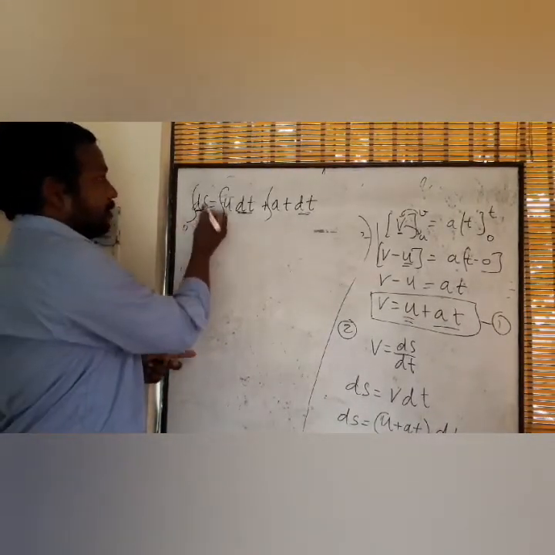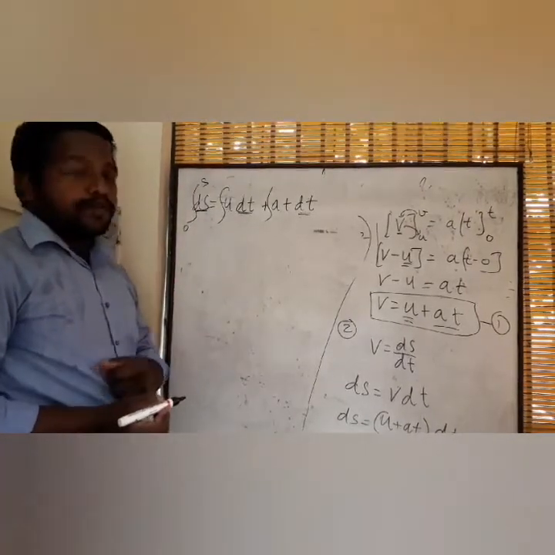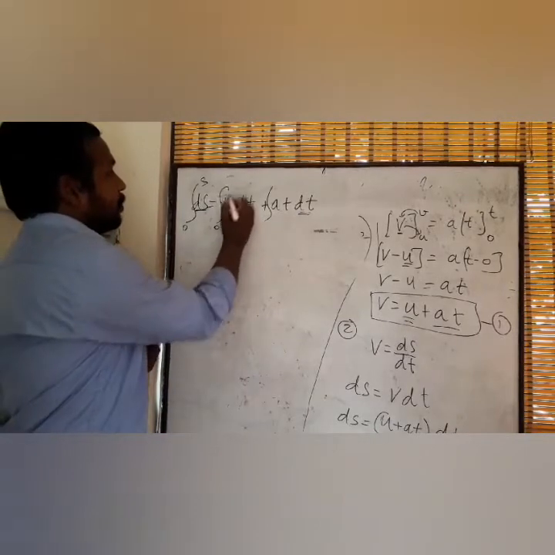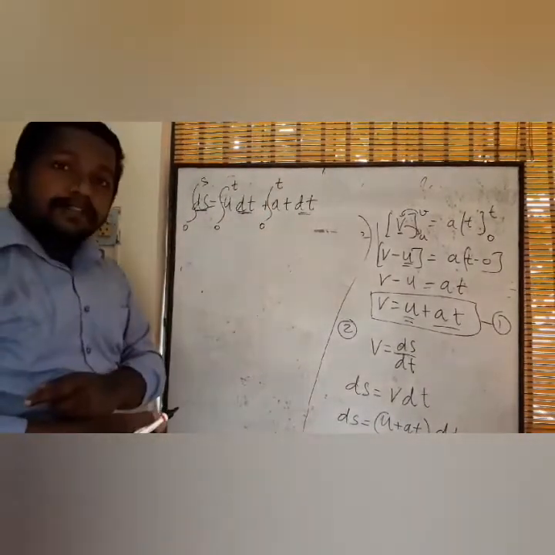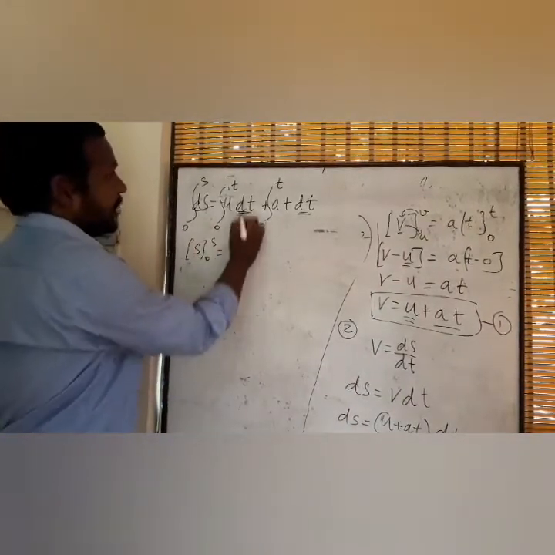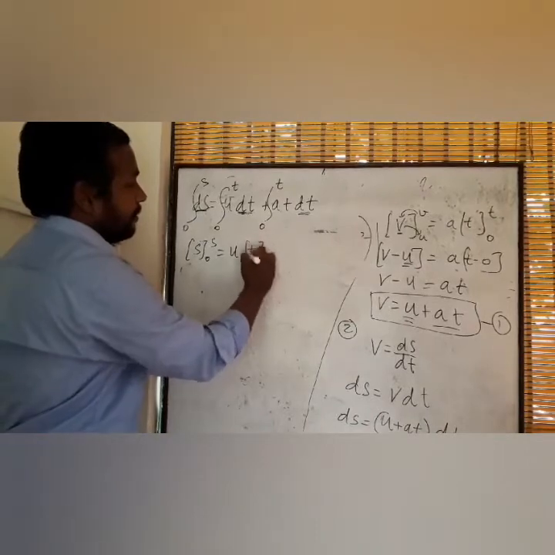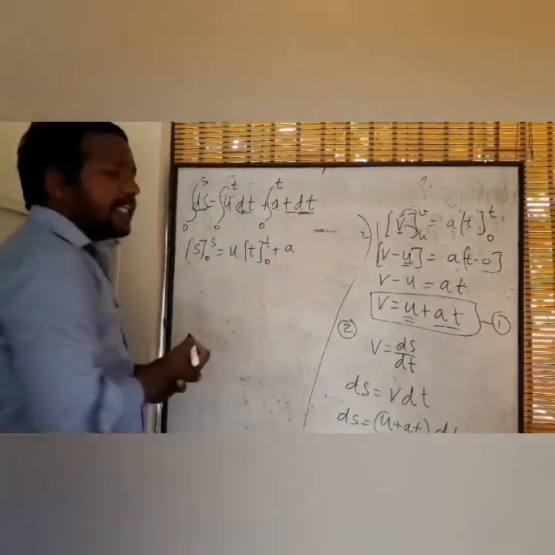Initially s0 displacement, finally s displacement. You can take it as s1, s2 also. There is no problem. It's time 0 to t. Integration of ds will be s, 0 to s. Integration of dt will be t. The limit will be 0 to t, plus a times integration of t dt.